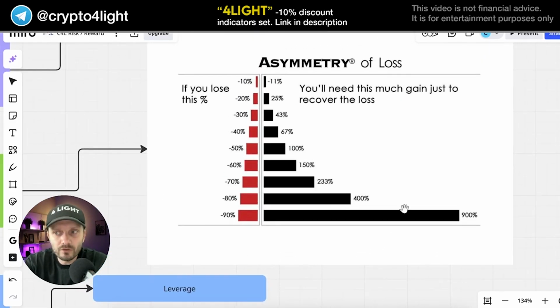I already posted a separate video about this. This is what people don't understand, especially for the spot. So I highly recommend you save this table and understand the losses, because if a token dumps, for example, 80% from the top, to recover back to your break even, just to the break even, we need to pump not 80% back. We need to pump 400%.